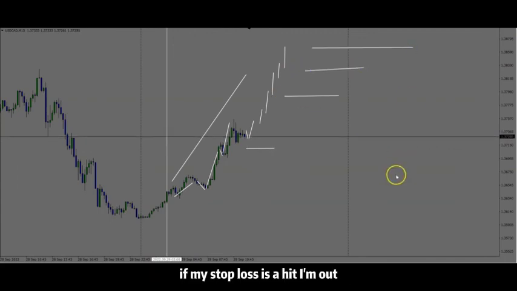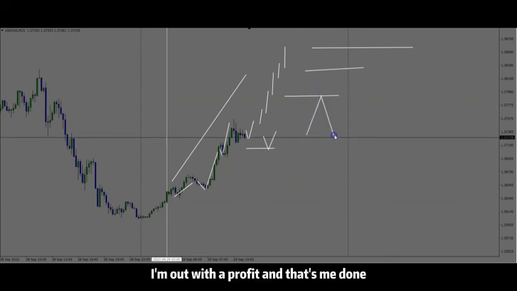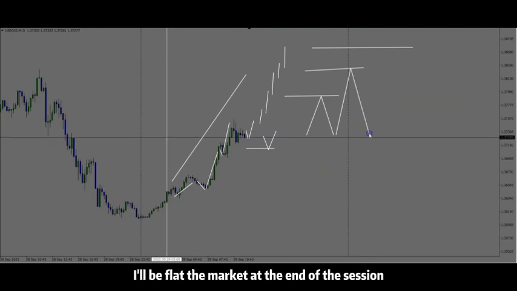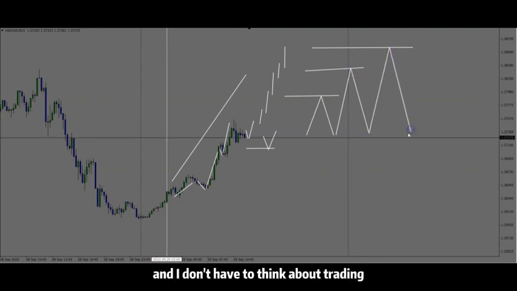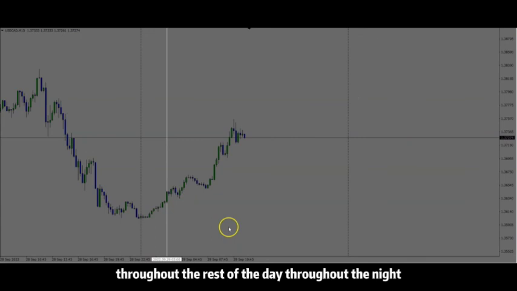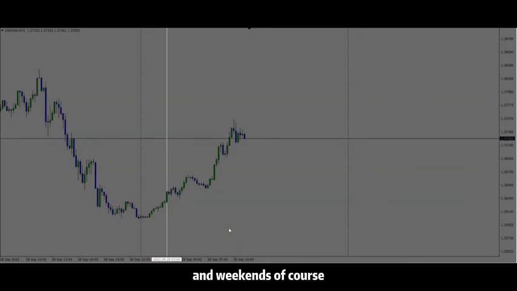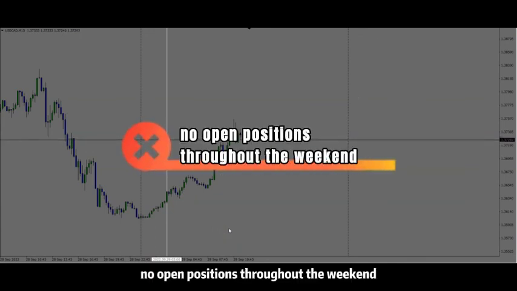If my stop loss is hit, I'm out and flat and I've had a small loss. Price moves in my favour, I'm out with a profit. And that's me done. I'll be flat the market at the end of the session, and I don't have to think about trading throughout the rest of the day, throughout the night, and weekends of course. No open positions throughout the weekend.